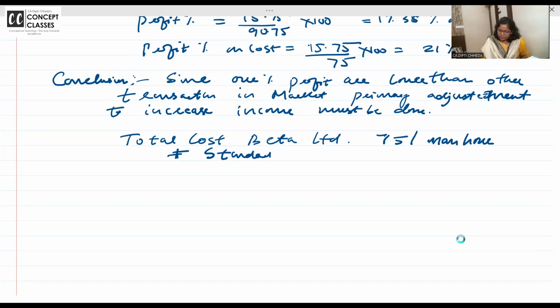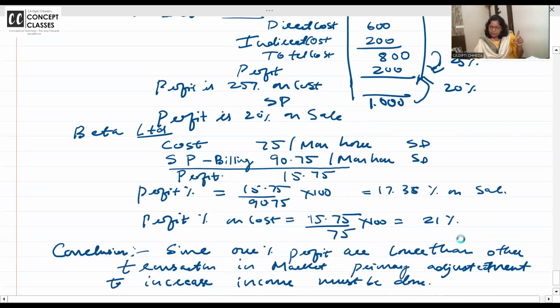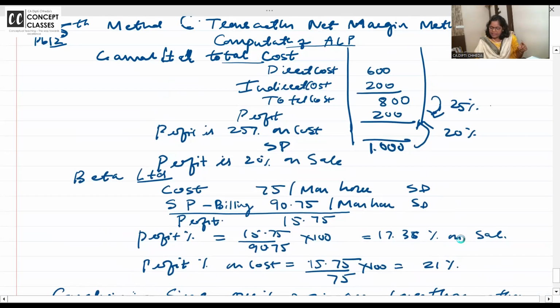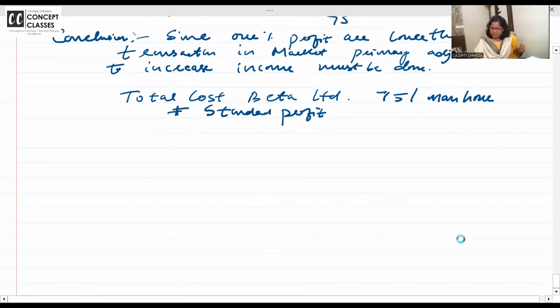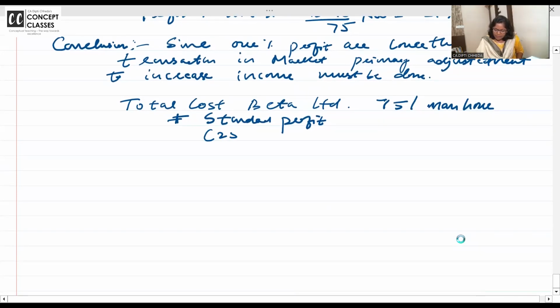Now standard profit. बाकी लोग कितना प्रॉफिट ले रहे हैं, मैं भी उतना ही प्रॉफिट चार्ज करूंगी. Why should I charge less? Others are charging on cost. How much profit are you all getting? 25% on cost. Look at the screen. 800 अगर कॉस्ट था गैमा का, तो 200 प्रॉफिट था. तो मैं भी ऐसे ही करूंगी. I will also charge profit 25% on cost.